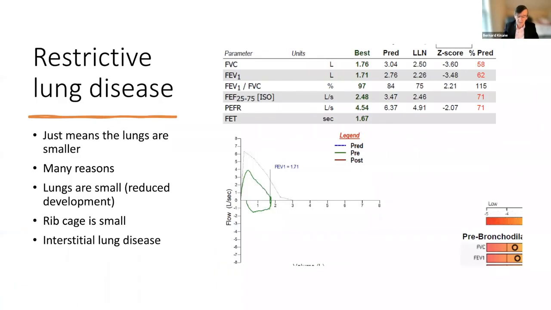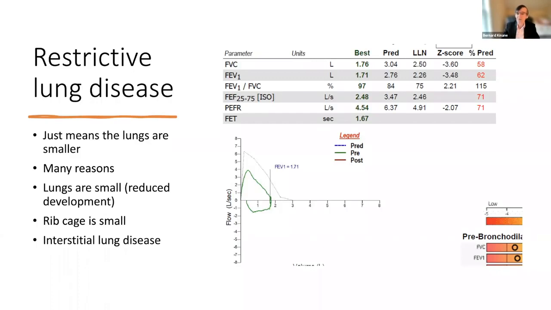Now, the other form of lung disease that you see all the time, and we talk about all the time, is restrictive lung disease. This is a very confusing concept for most of us. Now, restrictive lung disease just means the lungs are smaller. Okay, they're just smaller. Now, smaller means that you take in or blow out a below average amount of air.